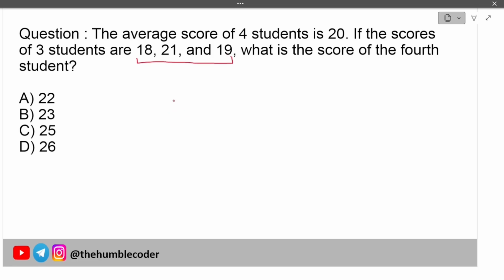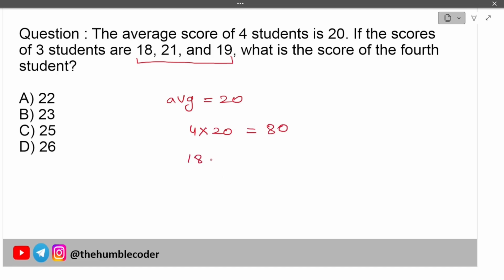So we have been given the average of 4 students, which is 20. Now we have to find out the total. See, average is for 4 students, so how can we find the total? 4 into 20. Okay, so 4 into 20 is 80, because average is for 1, right? So 4 into 20, when we do it, we will get 80. So 80 is the total score.